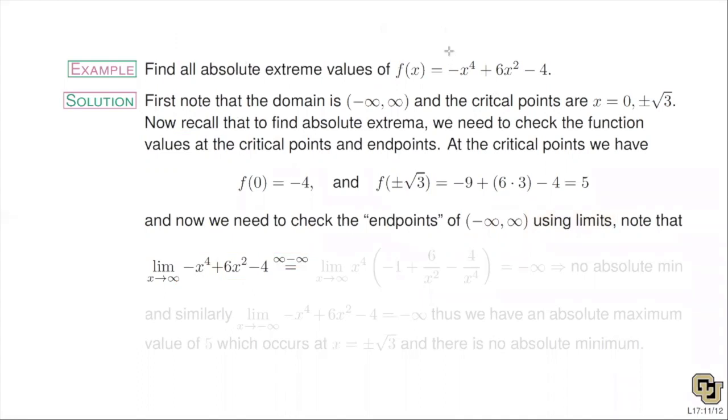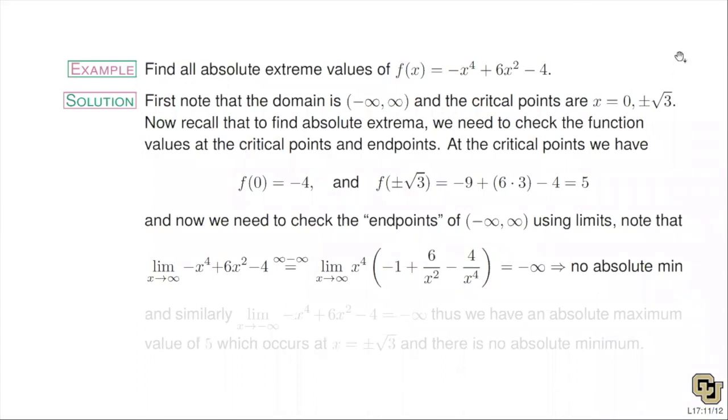And here the trick is to factor out the highest order term. I factor out an x to the 4th. We see that these two terms, 6 over x squared and 6 over x to the 4th, go to 0. X to the 4th goes to plus infinity, but it's multiplied by a minus sign. So this limit is -infinity. If the limit of this function is negative infinity, there's no absolute min. This says the right tail of the function goes down forever, so there's no smallest value in the range.